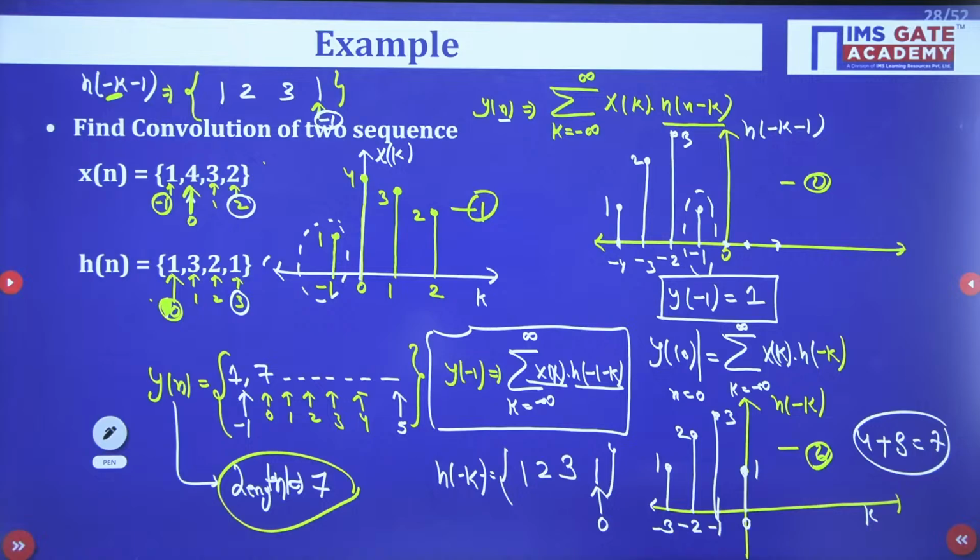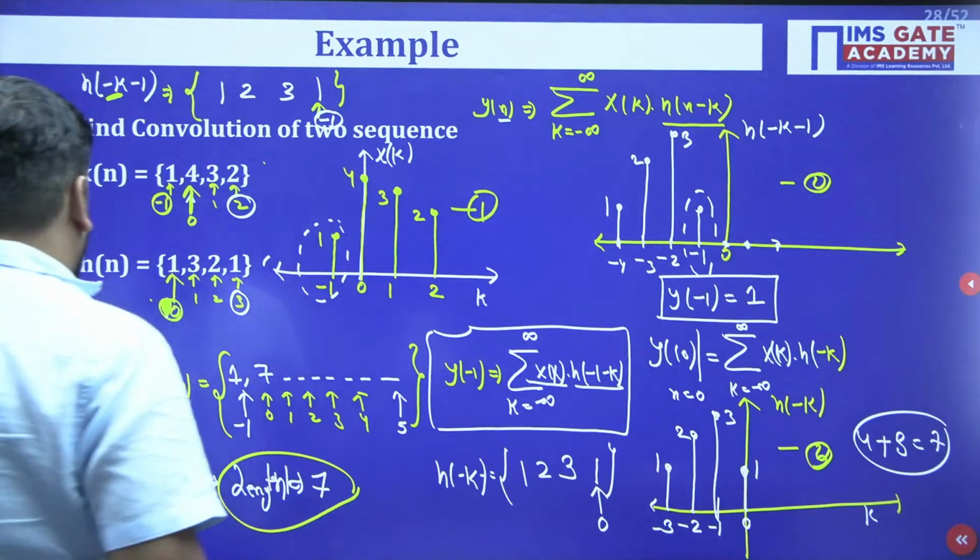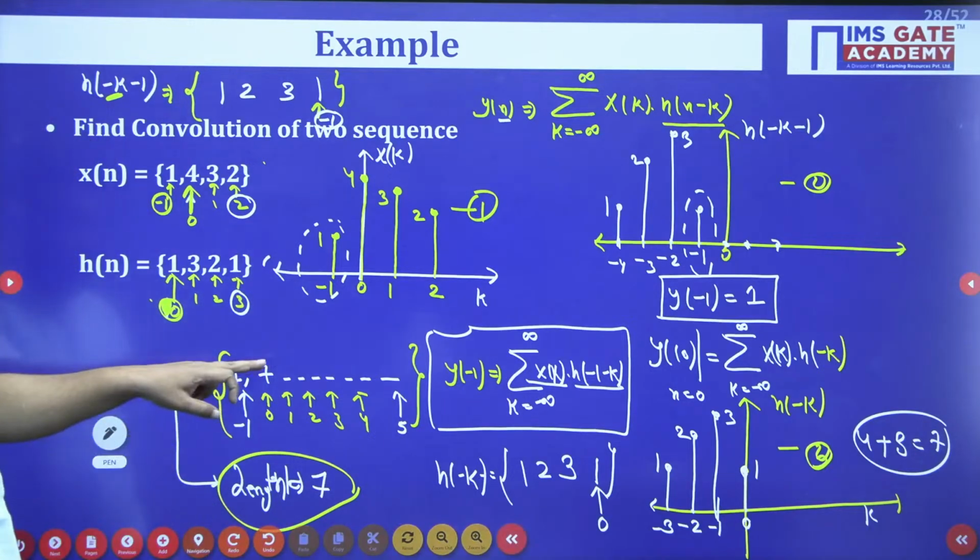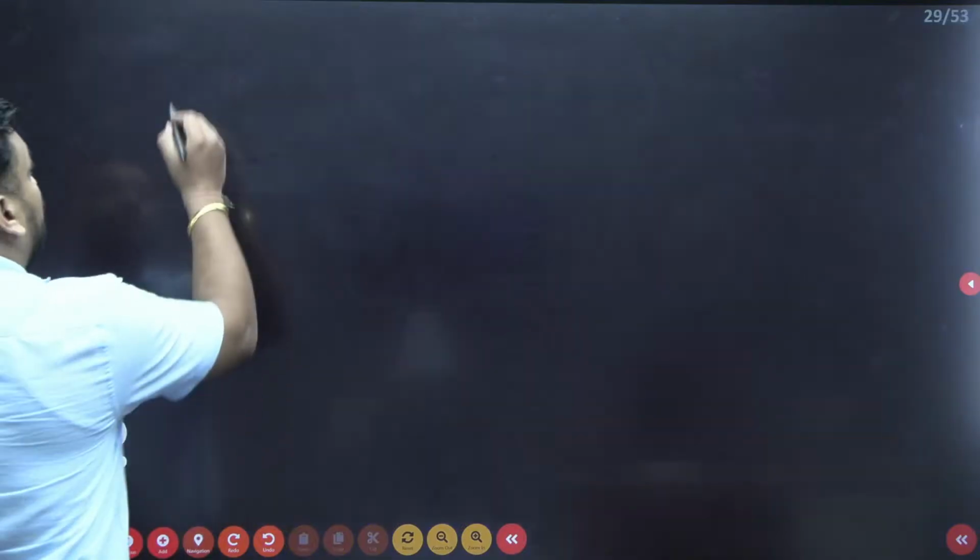Shall we go for next? Yes. So now the same question, if I solve it using the matrix approach. The first two terms should match, 1 or 7. Okay, so I am writing the same question now.